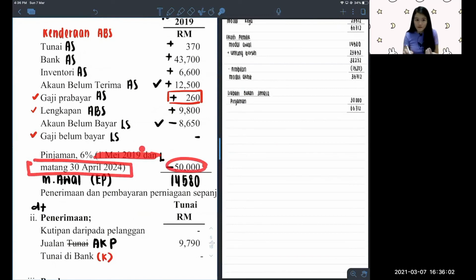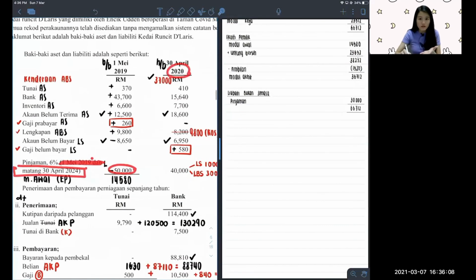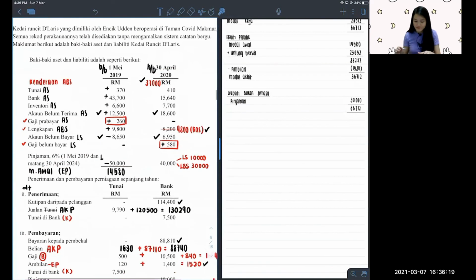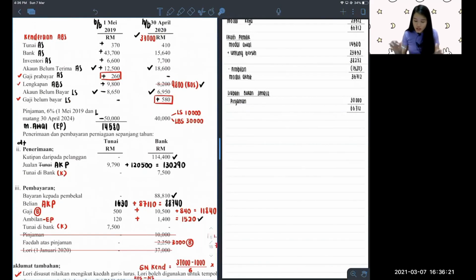I don't know starting figure. What I know is the matang only. So why is it fully LBS? Because my tempo is 2020 only. If matang at 2024, isn't it still 4 years away? So it's longer than a year period. That's why it's LBS.